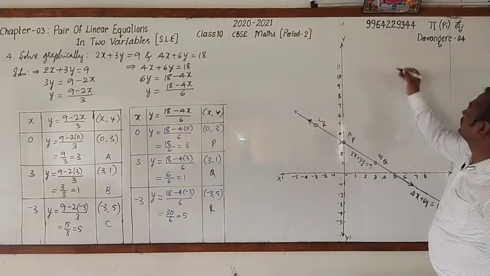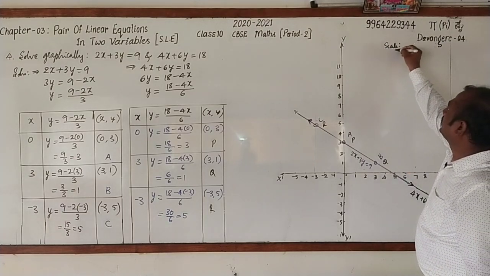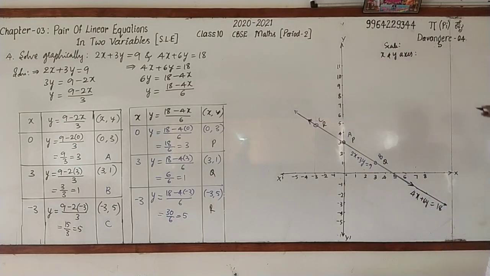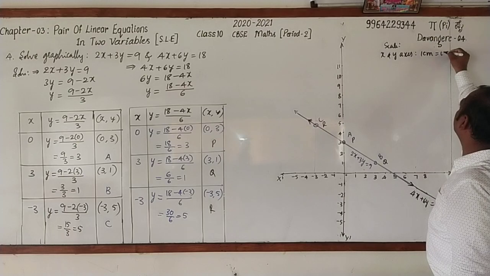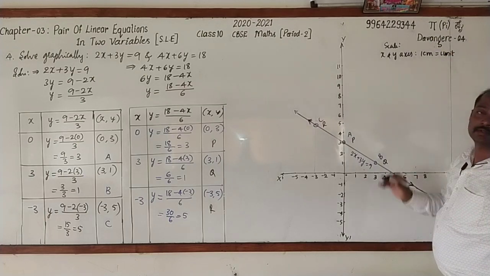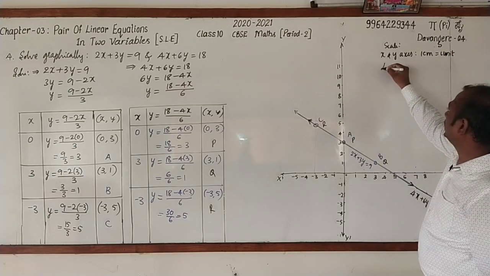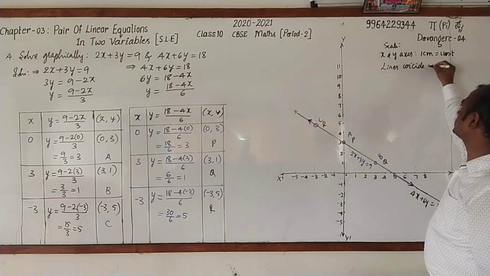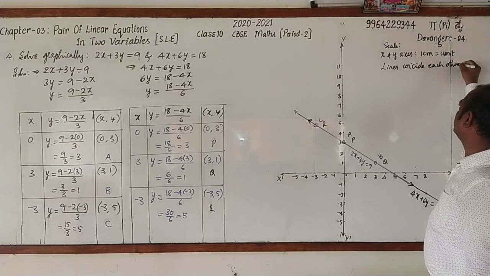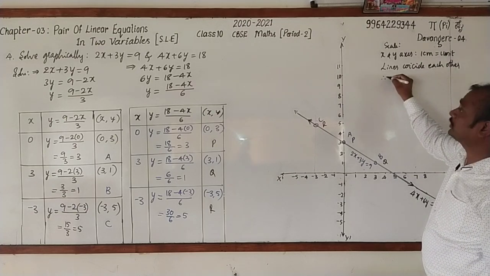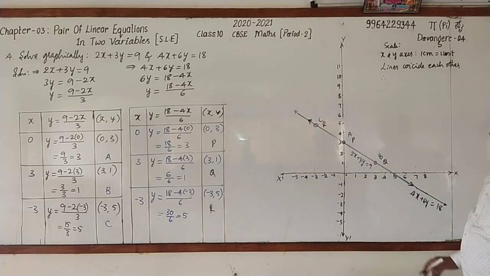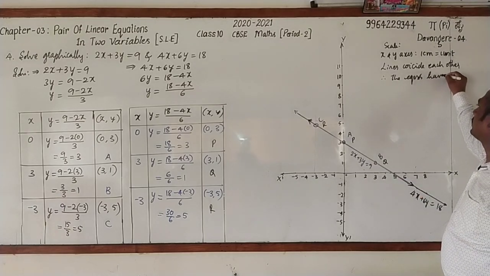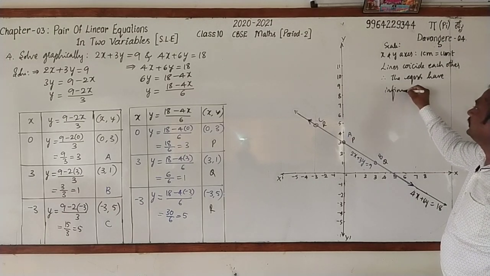Here I'll write the scale. It is x and y axis. 1 centimeter equal to 1 unit. Then the lines coincide with each other. Therefore, what can you say? You can say that the given equations have infinitely many solutions.